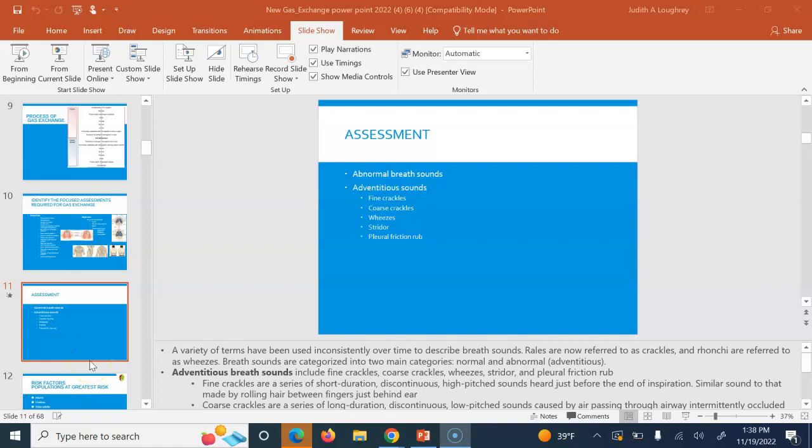So underneath this particular slide, it gives a description of what those adventitious breath sounds should sound like or be similar to. Fine crackles are a series of short-duration, discontinuous, high-pitched sounds heard just before the end of inspiration. It sounds similar to if you rolled your hair behind your ear, that type of thing.